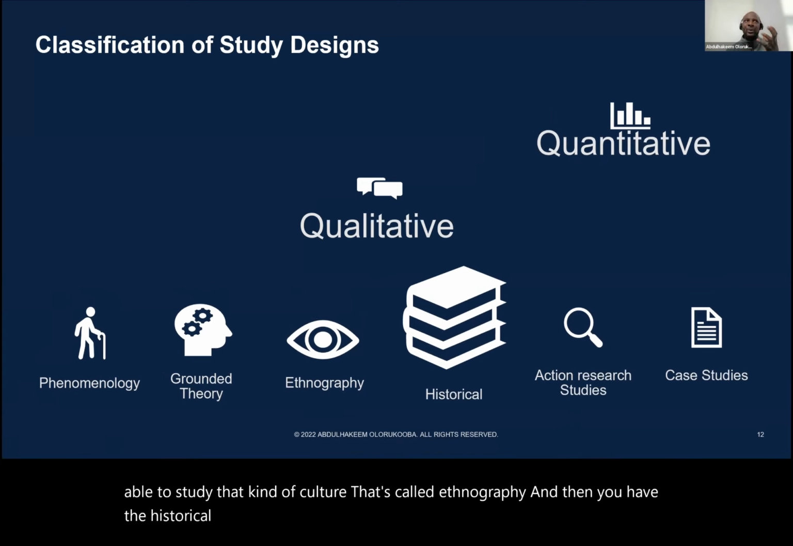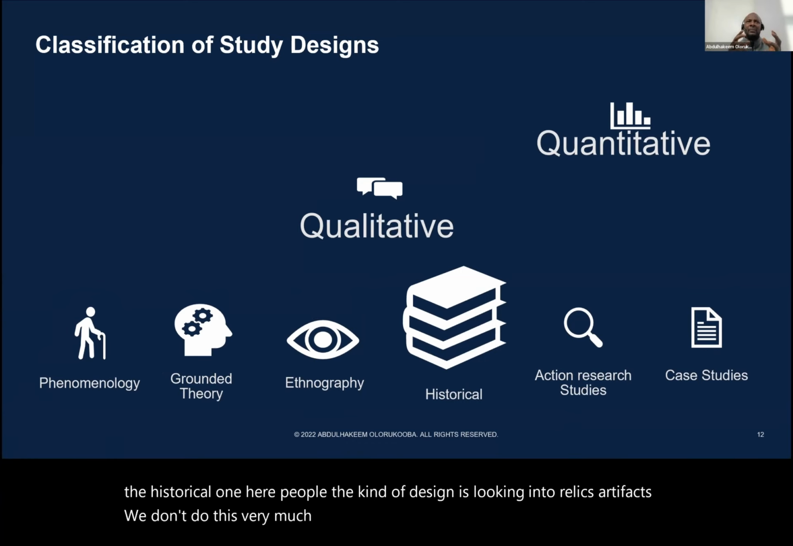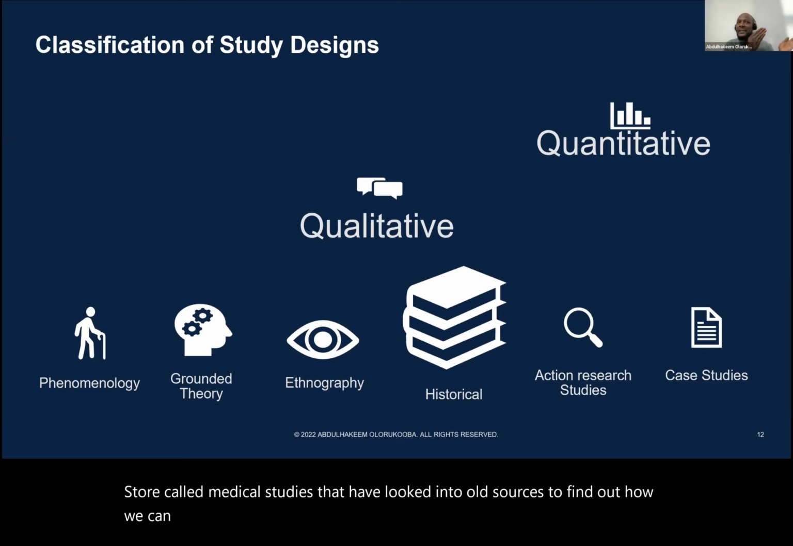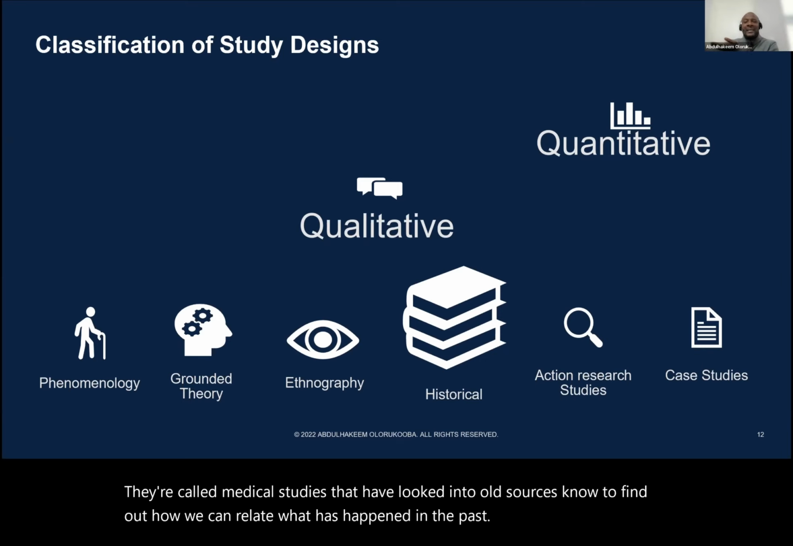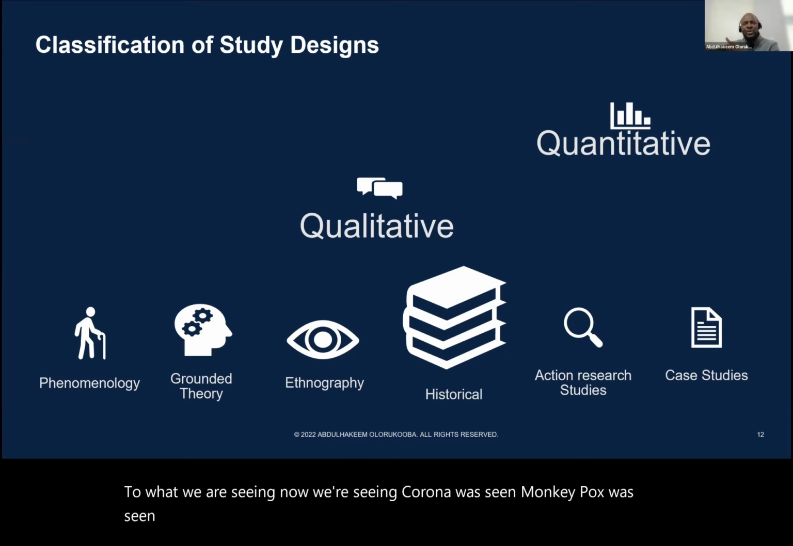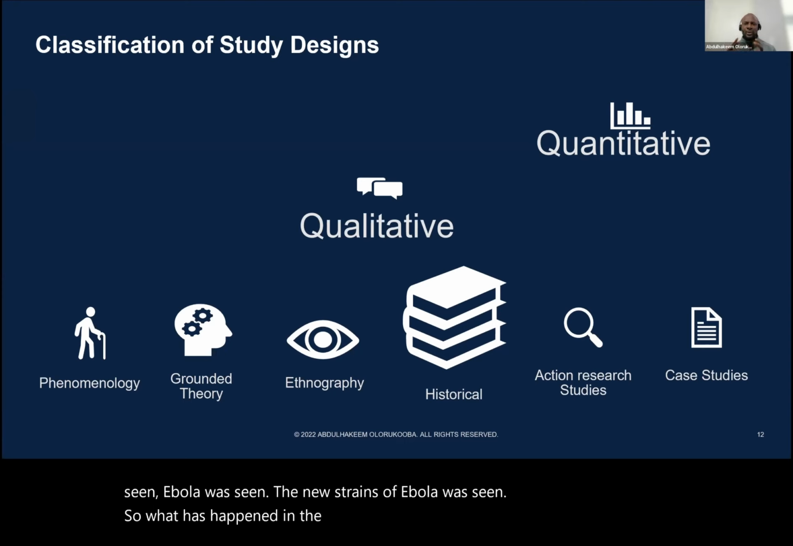Here, the kind of design is looking into relics, artifacts. We don't do this very much in medicine, but we have a lot of historical medical studies that have looked into old sources, to find out how we can relate what has happened in the past to what we are seeing now. We're seeing corona, we're seeing monkeypox, we're seeing Ebola, we're seeing the new strains of Ebola. So what has happened in the past, how can we relate it to the future?